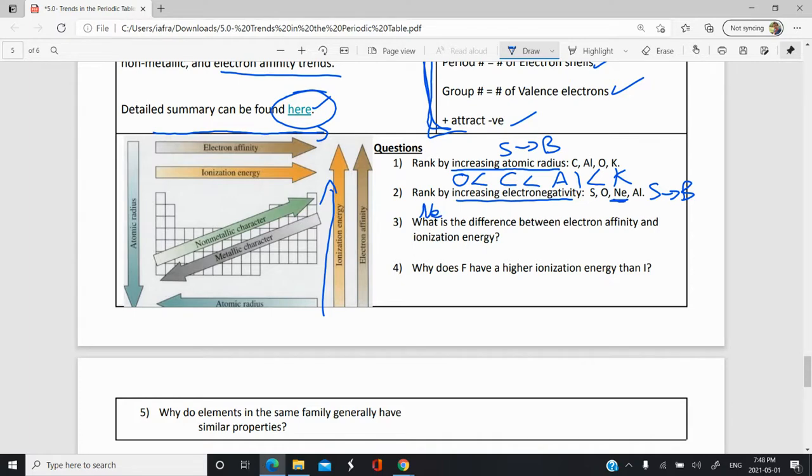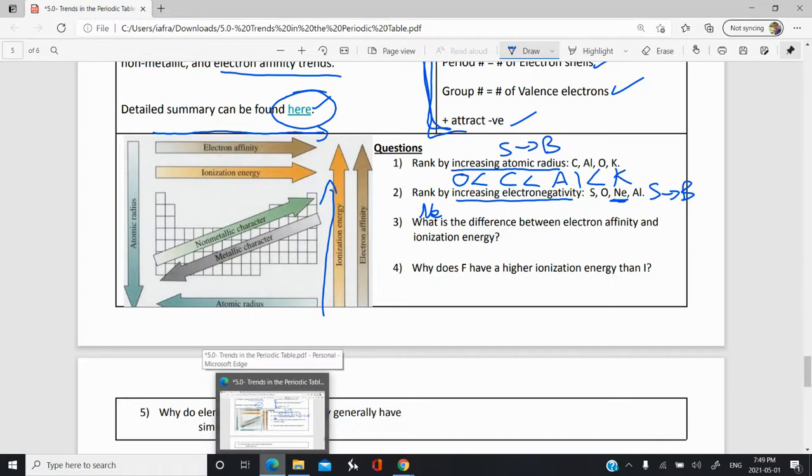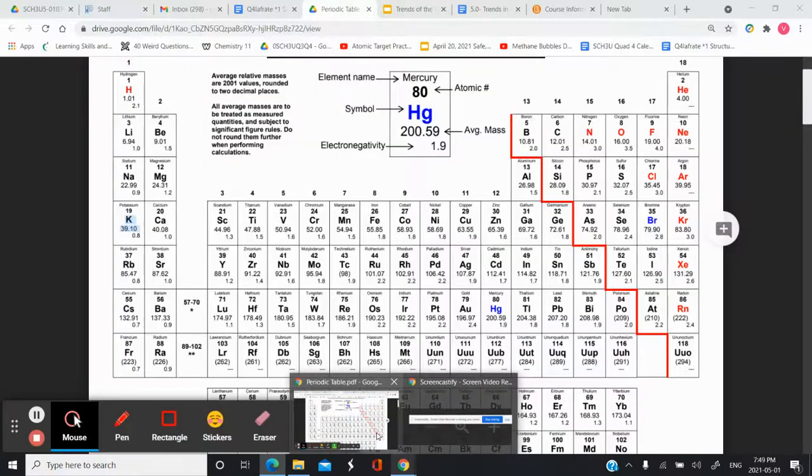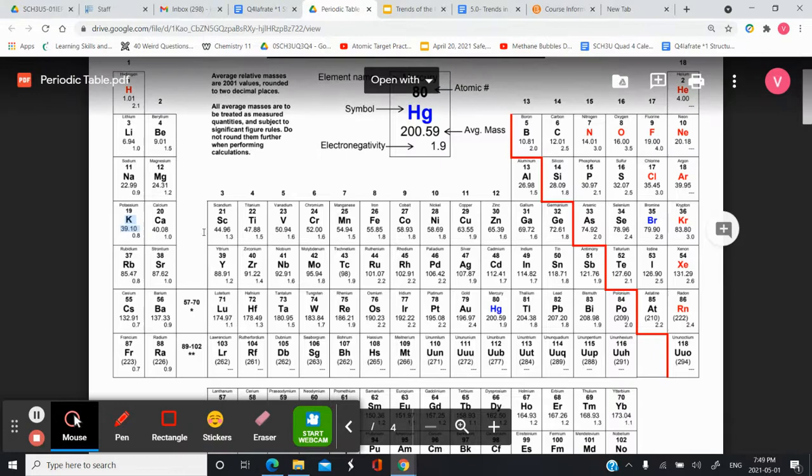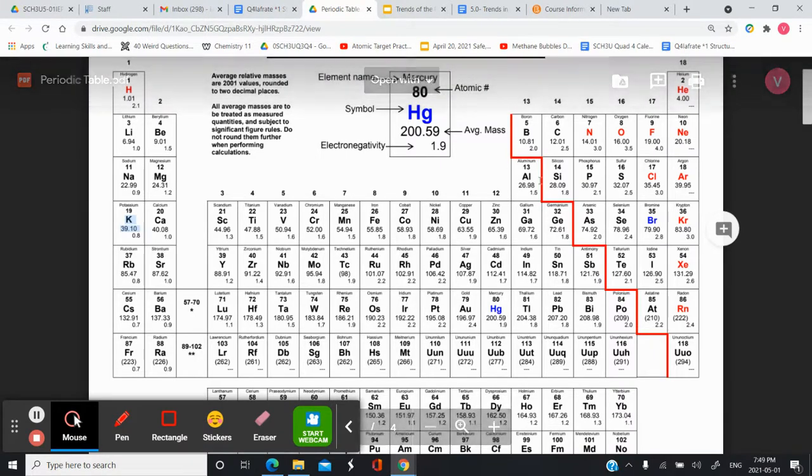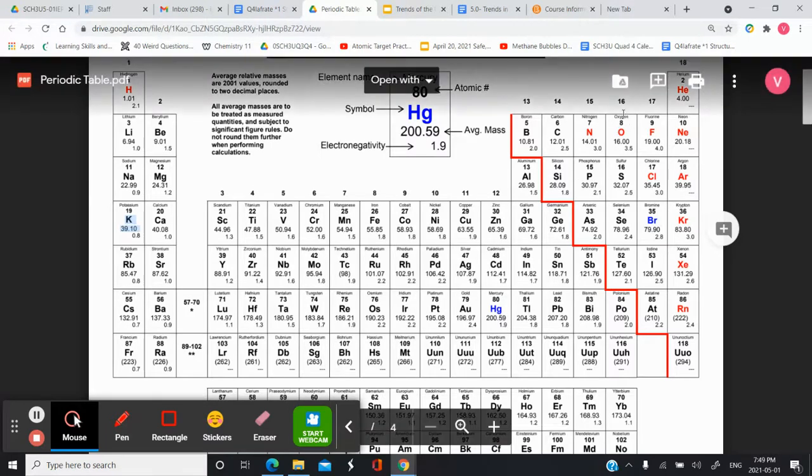And then I need to compare all the other ones here. So I have oxygen, sulfur, and aluminum. I'm pretty sure aluminum is going to have a low electronegativity just because it's a metal. So aluminum's going to have a low electronegativity. So I'd say that's next in line for lowest. Now it's between oxygen and sulfur.